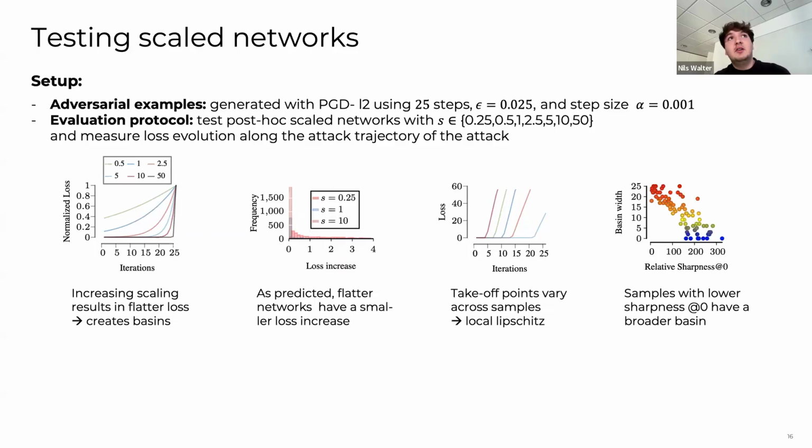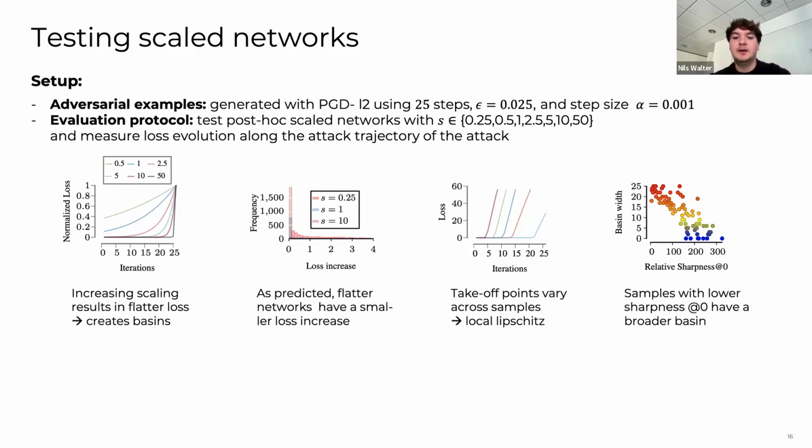And finally, this is not predicted by our theory, but it will more or less make happy people who believe that flatness can have a more global impact or statement for the loss surface. Namely, we measure here the relative sharpness at 0, so before we attack, and then measure the basin width: how long does it take until the loss just explodes? And what we can see is a nice negative correlation. So the flatter the network is at 0, the bigger the basin is, independent of how we scale it post hoc.